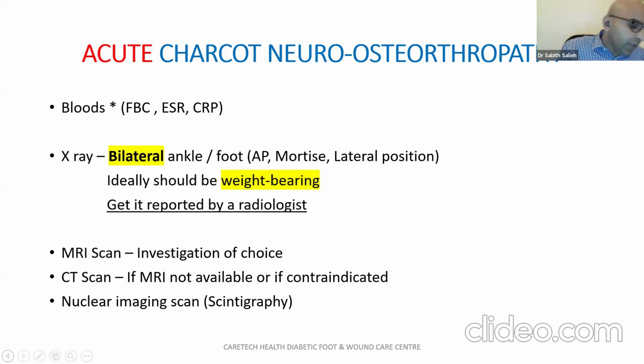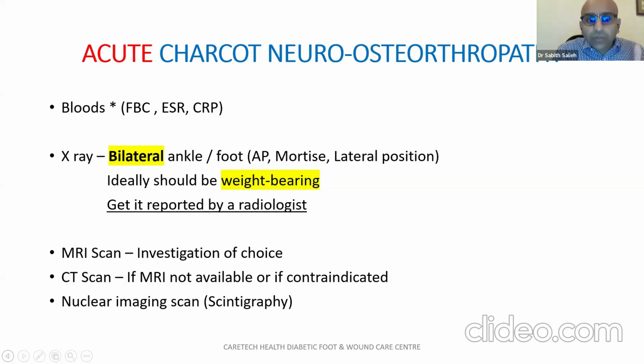What do I mean by mortise view? Basically, the foot is internally rotated by about 15 to 20 degrees and mildly dorsiflexed, right? And ideally, these should be weight bearing, because if it is non-weight bearing, you may not catch the malalignment, right? And always get it reported by a radiologist.